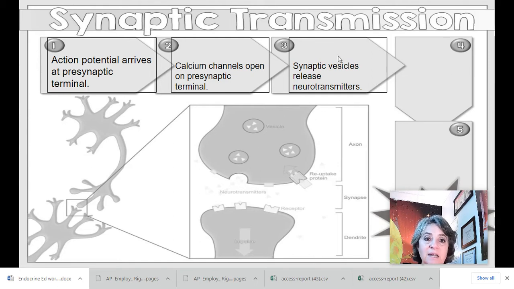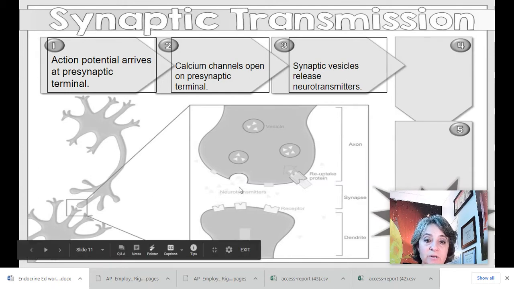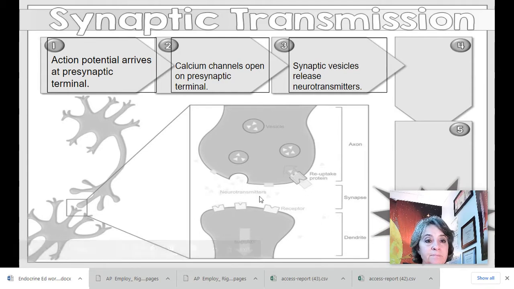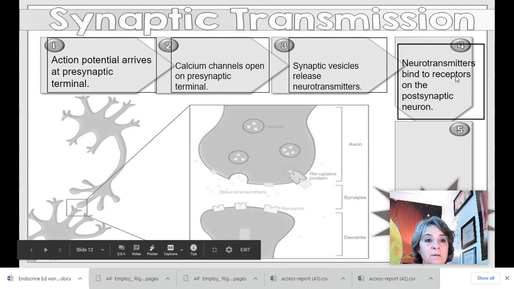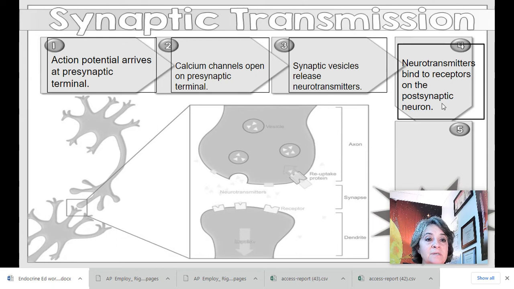So when I say that the synaptic vesicles release the neurotransmitters, they move toward the end and they fuse with this membrane and just dump out the chemicals. That's what step number 3 is talking about. And so these neurotransmitters, the chemicals, are released into the space, the synapse, and they're going to travel across the space. And they're going to go to receptors that are on the postsynaptic neuron.